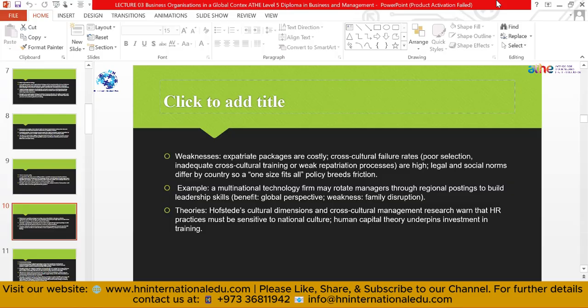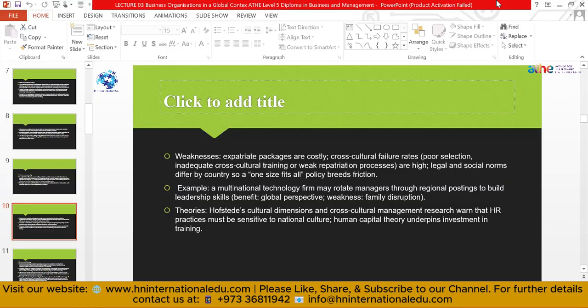Theories. Hofstede's cultural dimensions and cross-cultural management research warned that human resource practices must be sensitive to national culture. Yes, it must be. Human capital theory underpins investment in training. Obviously, you hire people, you train them, it is a cost, but there is a hindrance, there is fear that they might leave the organization as well.